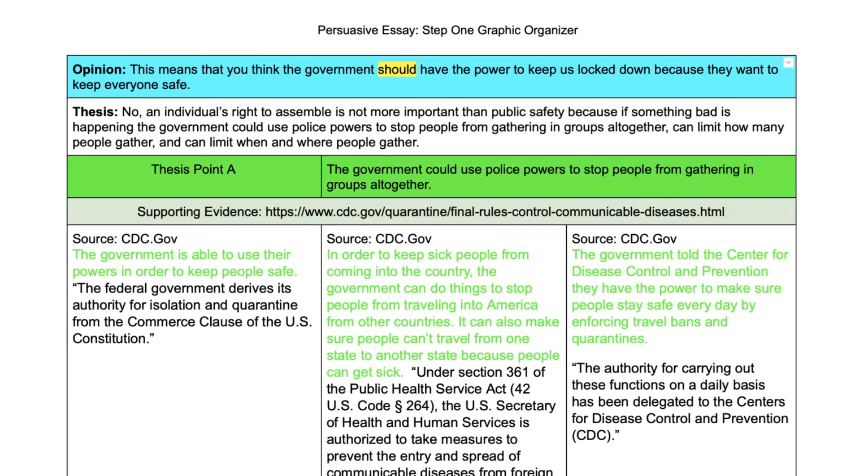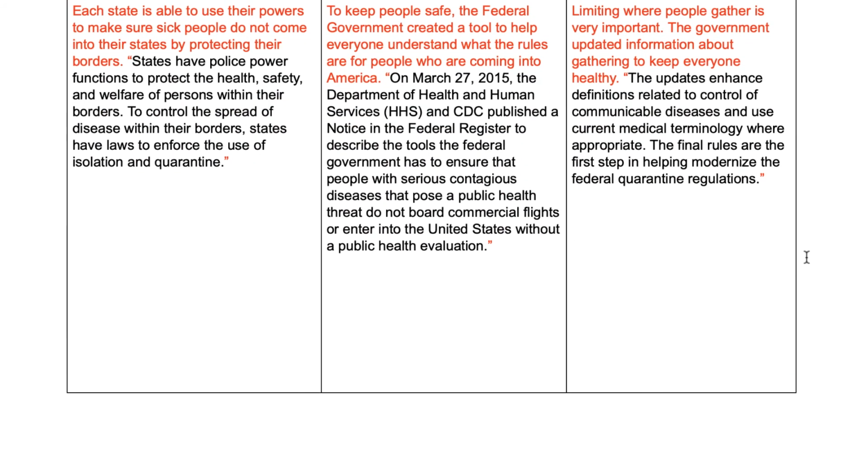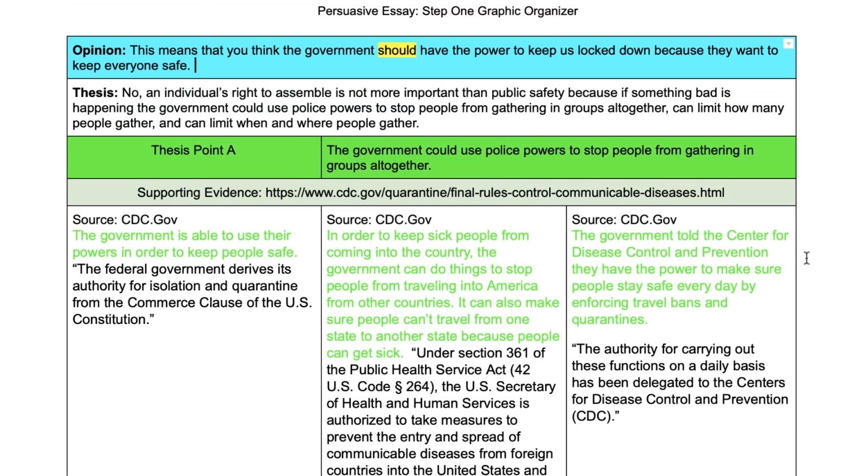I'm not in the classroom with you right now to have a document scanner on the board like we would normally do. So here's again the example. Here's your opinion, the thesis, and the thesis is broken down into point A, point B, and point C. This example is posted. I do not want you to copy it word for word. Please don't do that. I want you to think, okay, the government could use police powers to stop people from gathering in groups altogether. How did they do that?